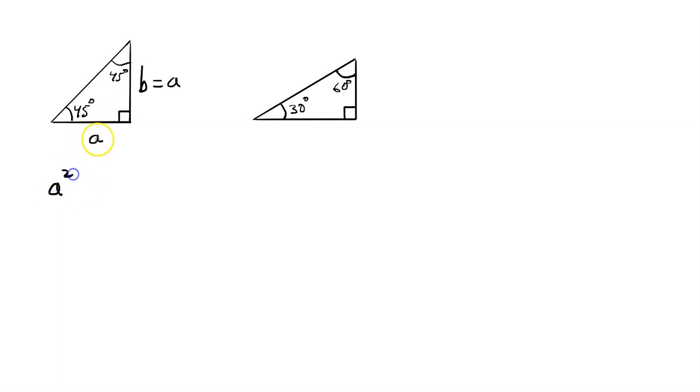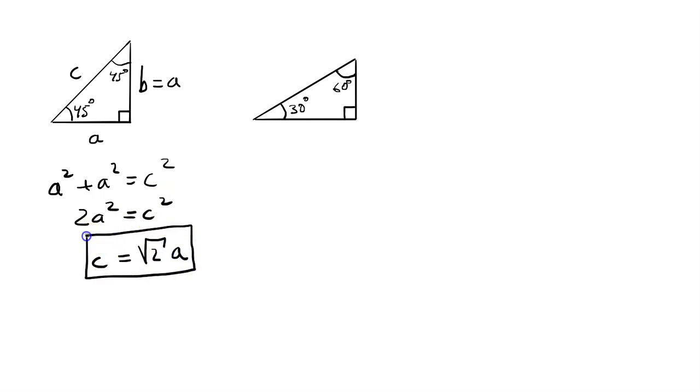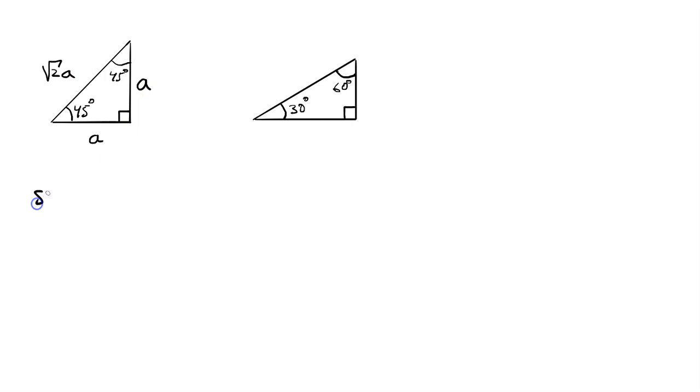So we have that A squared plus A squared must equal C squared. So we have 2A squared equal to C squared. So C is equal to square root of 2 times A. So here we have the square root of 2 times A. And then we have that, for example, sine of 45 degrees, we should take this cathetus divided by the hypotenuse. So A divided by square root of 2 times A. This is just 1 over square root of 2.